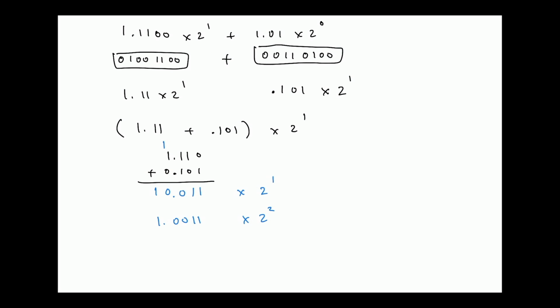Okay, so times 2 to the second, okay? So we're good. All right. So accordingly then, what is the exponent of my answer? It appears to be a 2, but what do I actually encode? 5, 3 bigger than that. Okay. And so my encoding for the answer is 0 for the sign because we added 2 positives. Okay. The exponent we just said was 5, which would be 101. And then what's my mantissa? 0011, okay, which was this bit here.